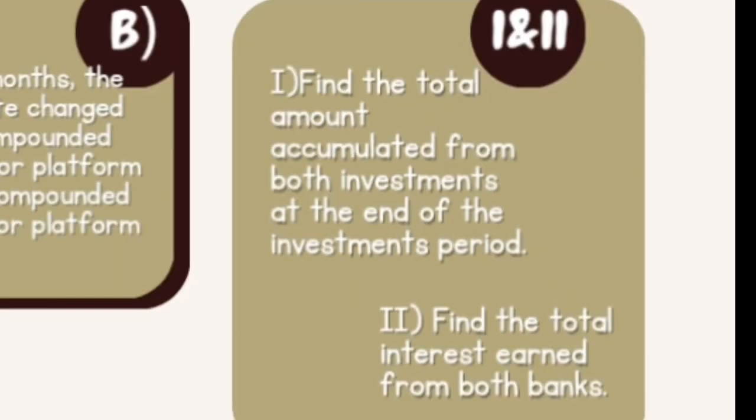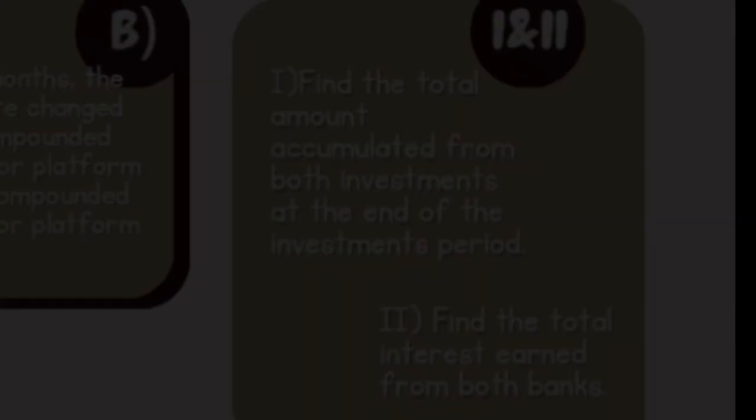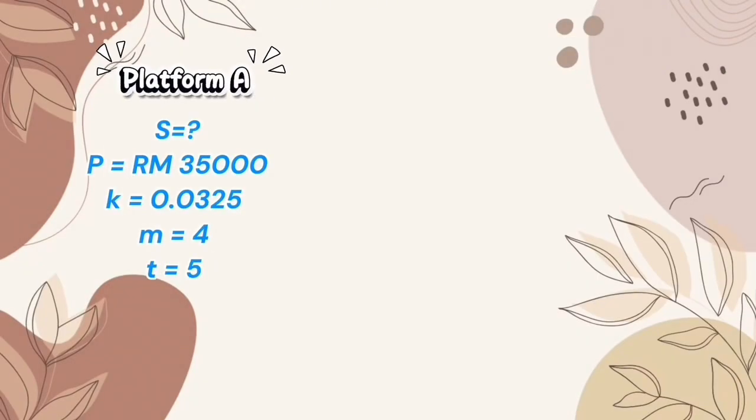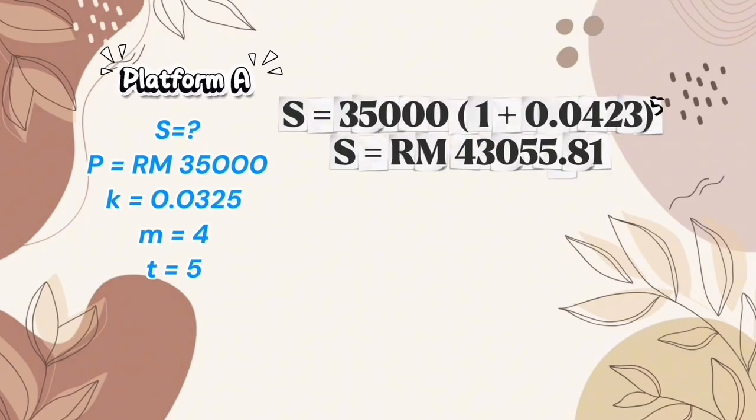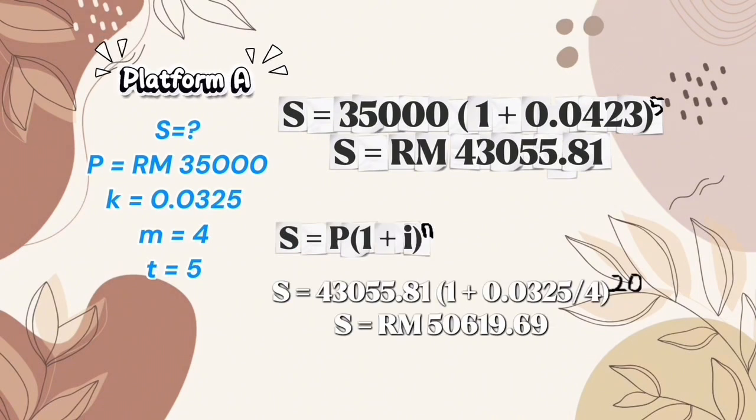Question B1. Find the total amount accumulated from both investments at the end of the investment period. Platform A. We need to find S. P is 35,000, K is 0.0325, M is 4 and T is 5. For the first 5 years, platform A offers an interest rate of 4.23% compounded annually. So S equals 35,000(1 + 0.0423) and the N for the first 5 years is 5. So calculate it together. The answer is RM 43,055 ringgit 81 cents.